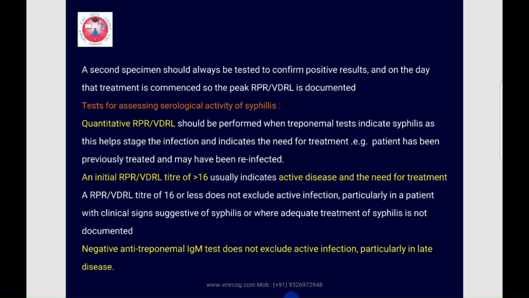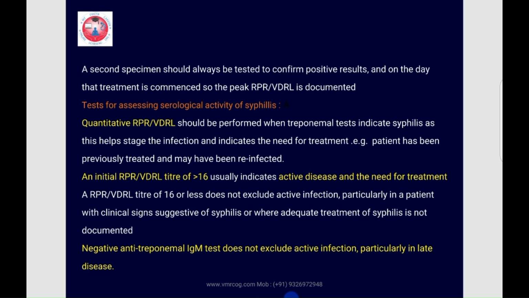However, previously we have done the screening test, confirmatory test, and then we have measured the titer. Okay. And if it is more than 16, it is an active disease and there is a need for treatment. However, a titer of 16 or less does not rule out active infection, especially when there are clinical signs suggestive of syphilis or where adequate treatment is not documented. Okay. And a negative anti-treponemal IgM test does not exclude active infection, particularly in late disease. So if you have a late disease, even if IgM is negative, that also does not rule out the infection, because in late disease, the IgM test might come as negative even if the patient is a case of syphilis. Okay.